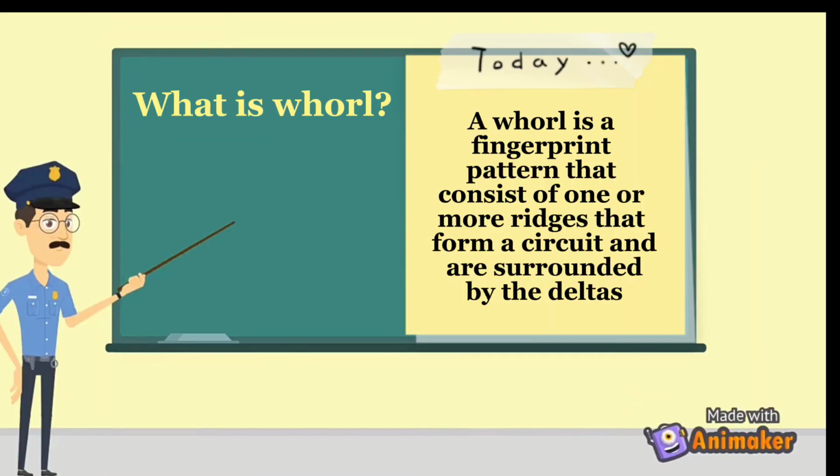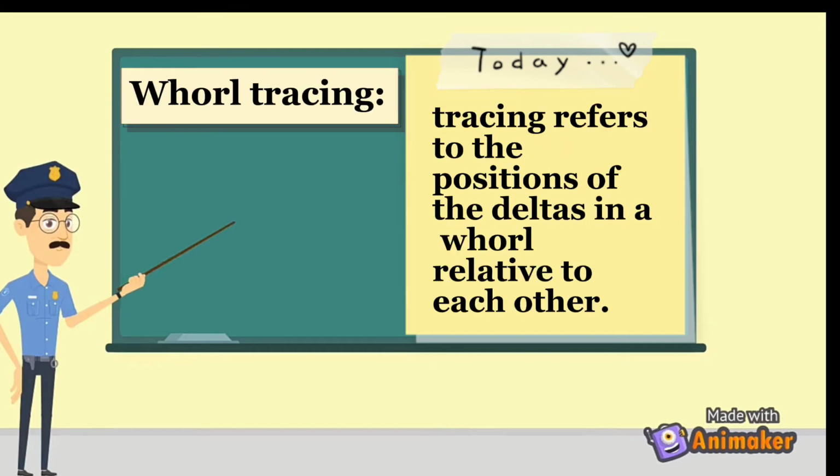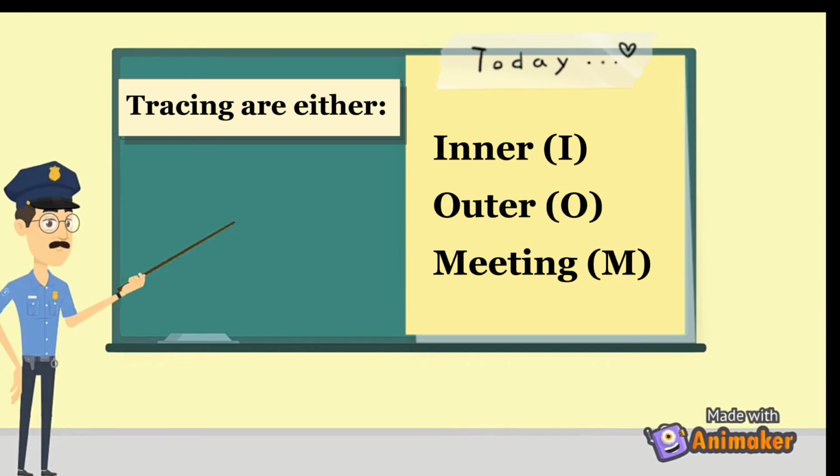What is a whorl? A whorl is a fingerprint pattern that consists of one or more ridges that form a circuit and are surrounded by two deltas. Whorl tracings. Tracing refers to the positions of the deltas in a whorl relative to each other. Tracings are either inner or I, outer or O, and meeting or M.